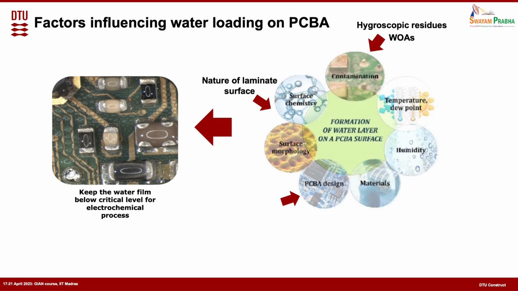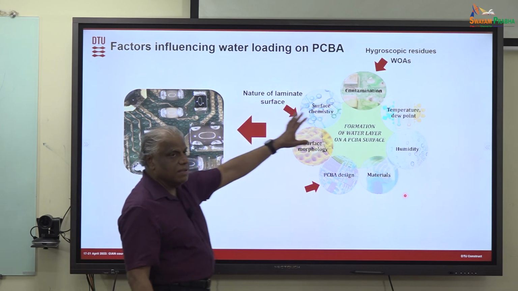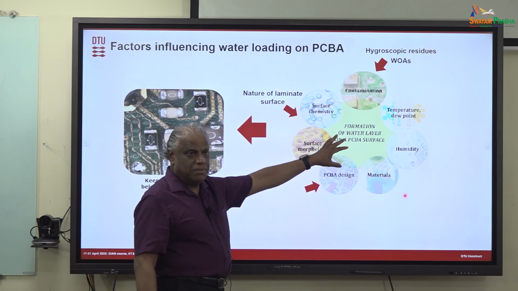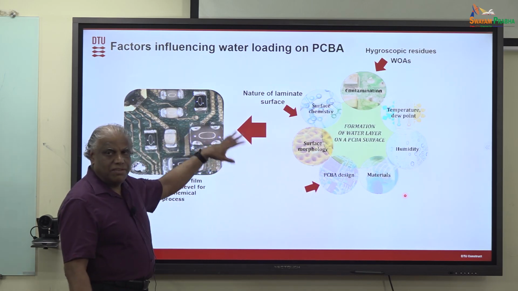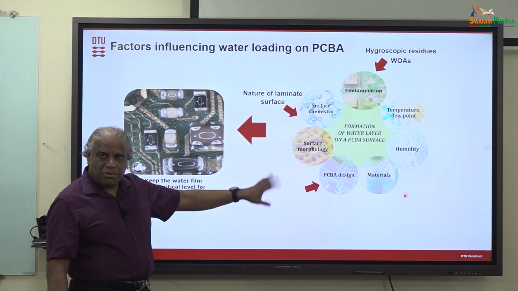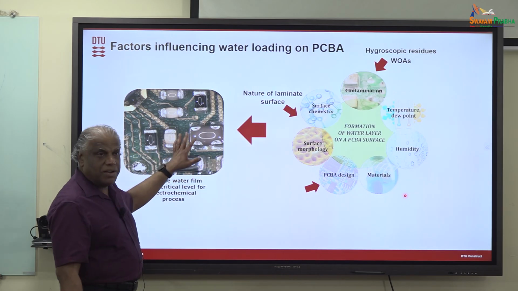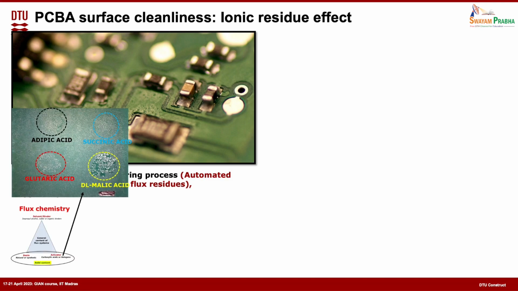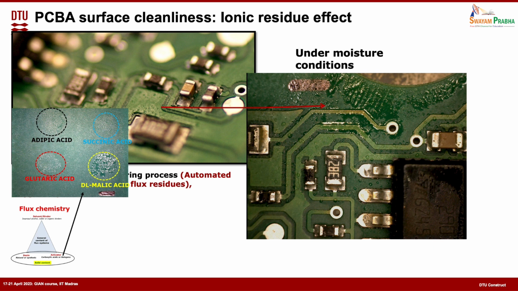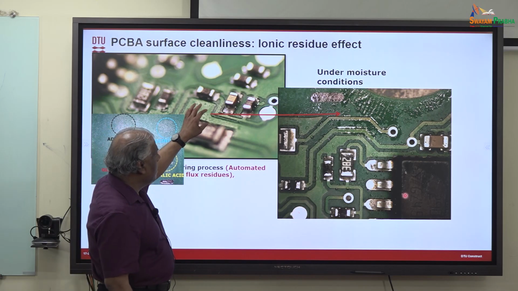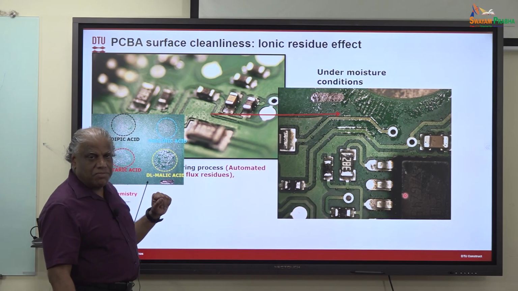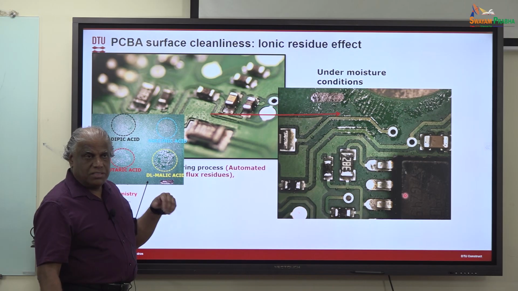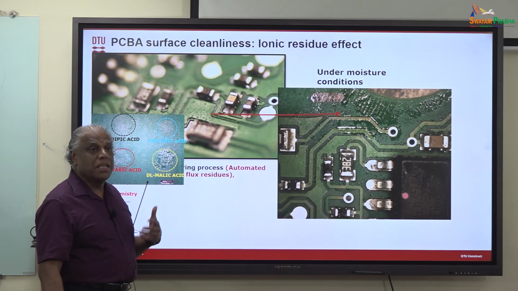So if you want to reduce this condensation and water film formation failure, then of course we need to understand how the water film is building up on the PCB surface, and what the influencing parameters are. Then by controlling those influencing parameters, we can reduce the water film formation. So one of the things, as I mentioned, is that the water film formation occurs easily on the PCB surface, because there is process-related contamination coming from the soldering process, during which they use some chemical flux.